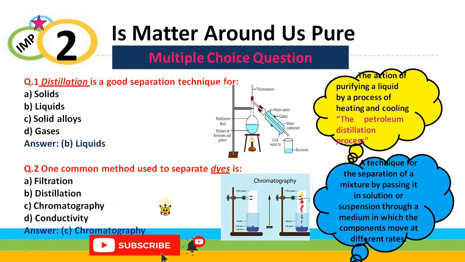Now one trick is there to learn dyes and chromatography. You know that dye is a color, and the Latin meaning of chromato or chroma is color. So you can correlate dyes with chroma or chromatography. This way you can learn. So this is question number 2.